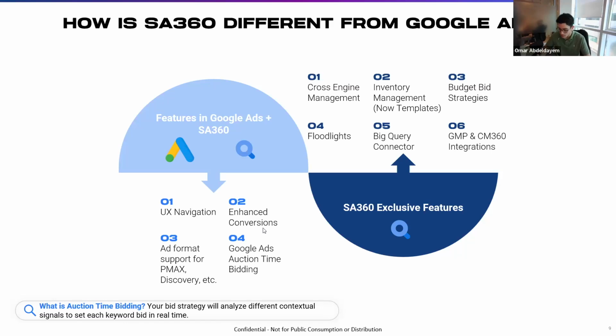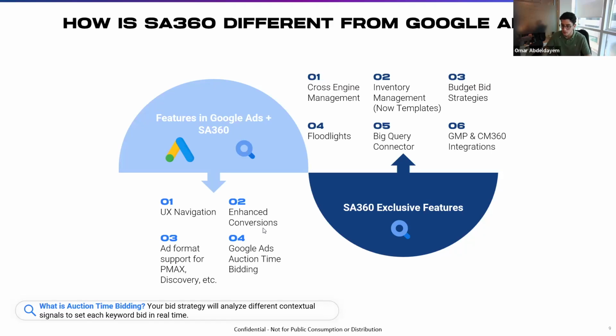And auction time bidding will cover kind of what intraday bidding is and auction time bidding today. However, in the simplest manner, auction time bidding will be adding a bid to every single keyword that you have at the time of the auction. And this will kind of make a little bit more sense when we also discuss what intraday bidding is. However, this is now uniformly available both on Google Ads and SA360.